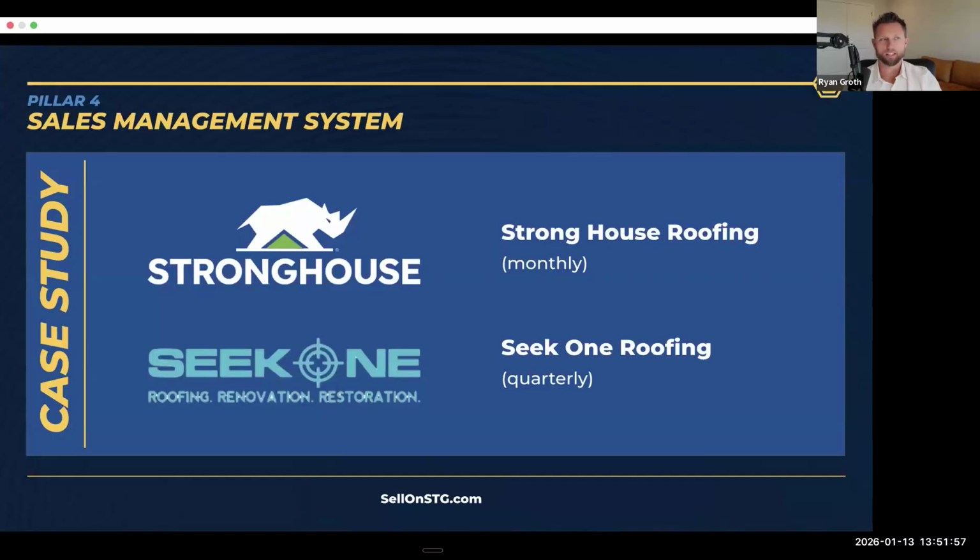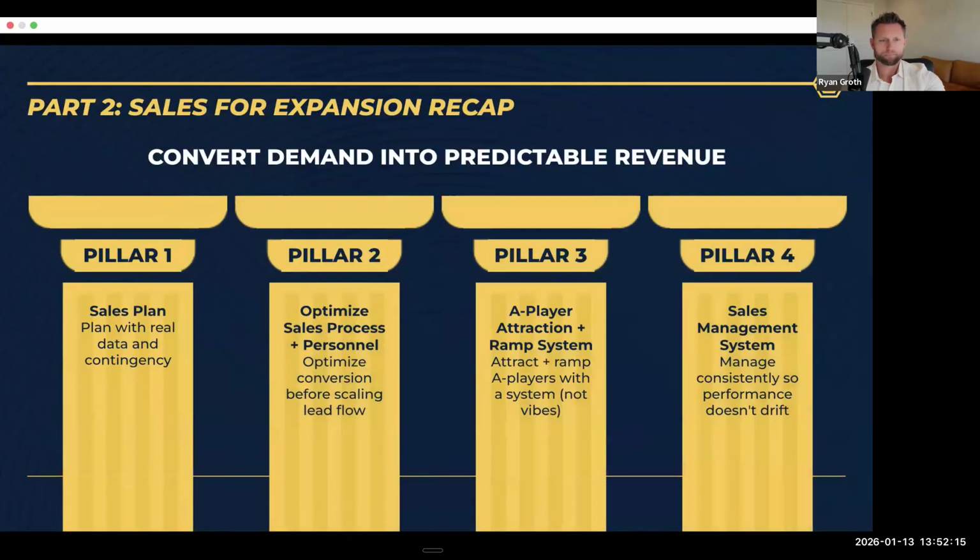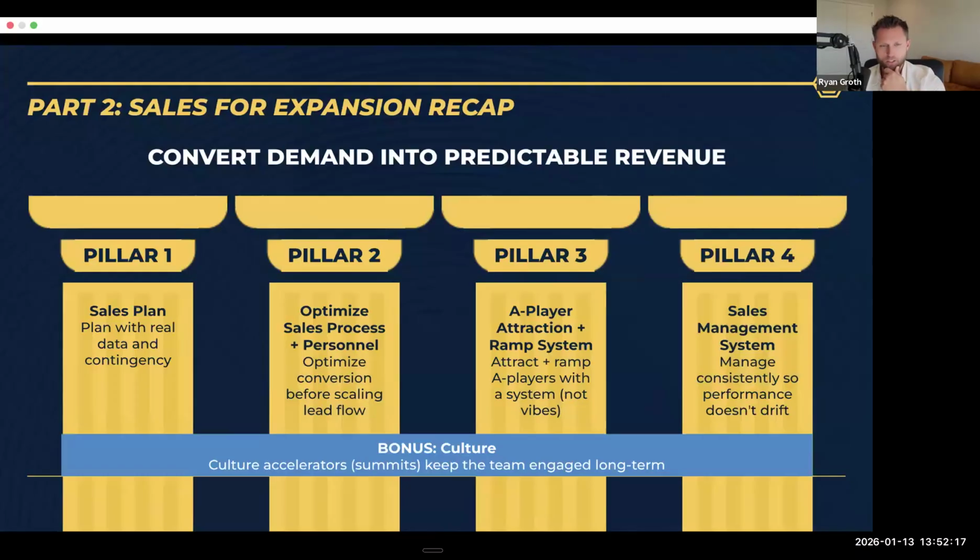They have little trips that they go on, and so they break away. They recognize those folks who are crushing it. They reward them in a unique experience. But you've got to have something that creates an environment where winners win, they get recognized, and it's a lot of fun. Sweet. So wrapping up part two, convert demand that's being created by your marketing into predictable revenue.